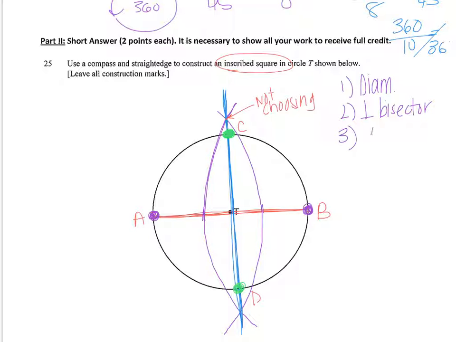Third step would be to connect. So I'm connecting to make my square, using the straight edge of course, doing a better job than I am, please, and thank you. And there you have it. Hopefully yours looks better because you were using an actual tool. Flip it over so that we can talk about number 26 when you're ready.